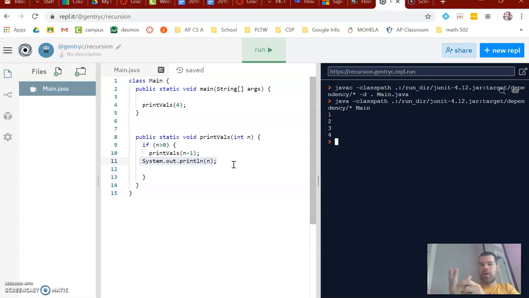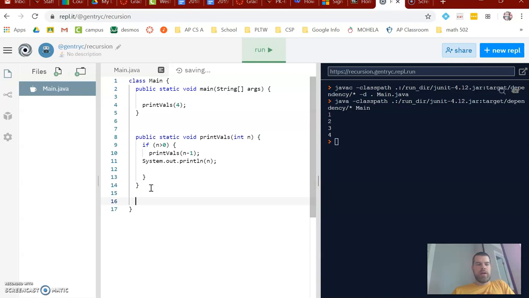We go back to where we were called from, which was print vals 1, and print vals 1 actually prints 1. And then that one's done. Where did that one get called from? It got called from print vals 2 and prints 2. And where did that one get called from? Print vals 3, which prints 3. And where did that one get called from? Print vals 4, which prints 4. So the order of your commands and stuff like this is really, really important.